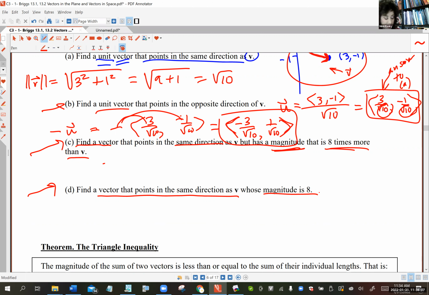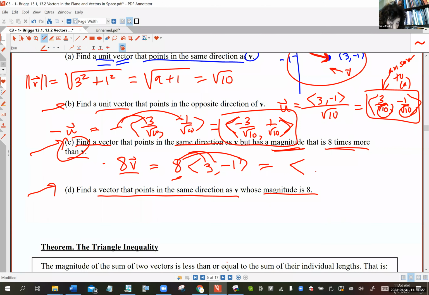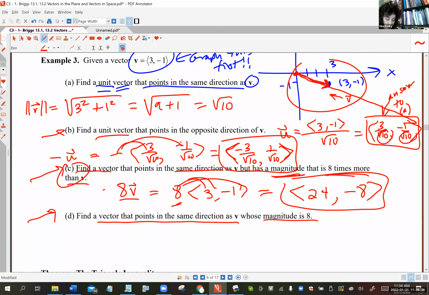I hope so. In letter C, they're asking you to find a vector that has a magnitude 8 times more than V. So you're simply going to need to find 8V. So you're just going to take the original vector that has components 3, -1, and multiply it by this scalar, 8. Don't forget to distribute. So your final answer for letter C will be this vector with components 24 and -8. And that's guaranteed to give you a vector that's like 8 times bigger than V. If I had to draw it, it'd be like huge, pointing in the same direction as V. I don't have enough room.